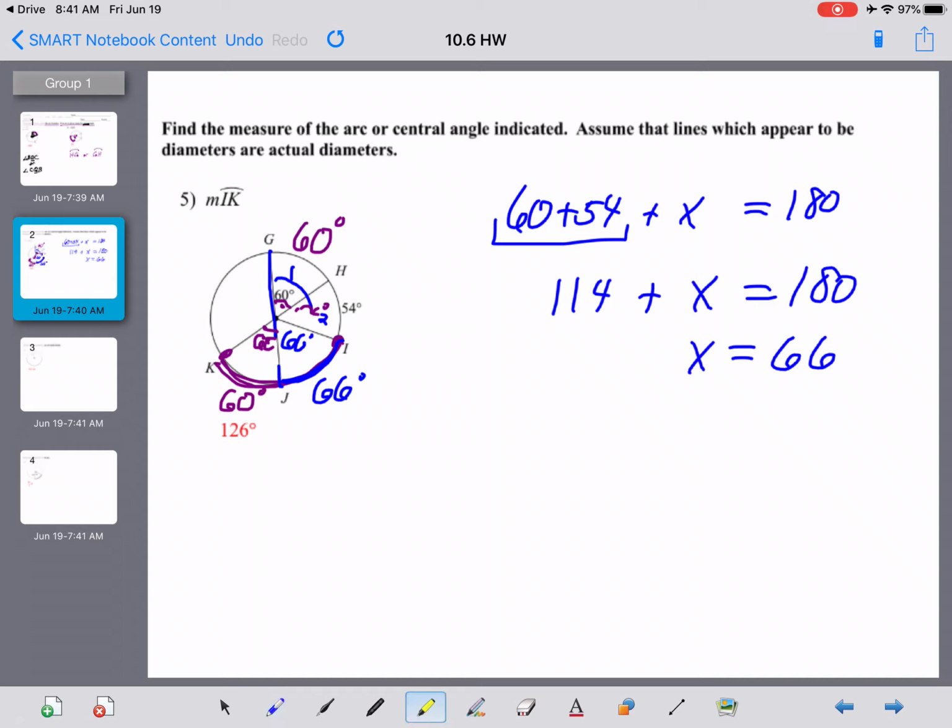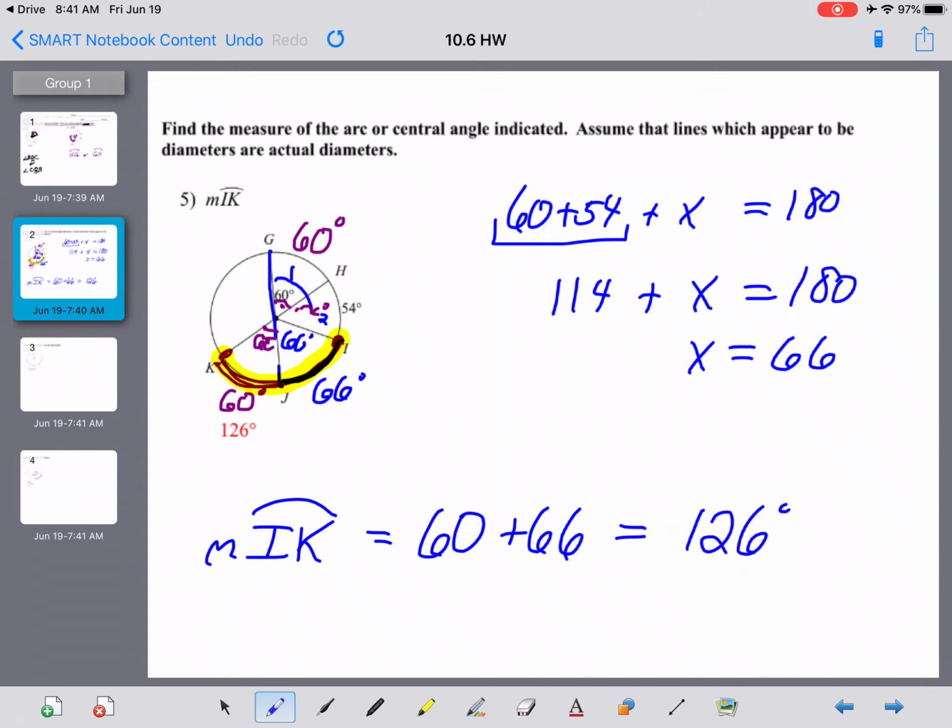So again, now we're looking for the measure of arc IK, which is these two minor arcs put together. So the measure of arc IK is going to equal the sum of 60 plus 66, and that's how we're going to get 126 degrees for the measure of that arc. That's actually using an idea called the arc addition postulate. I don't know that it's been formally introduced yet, but basically you can add up these two little arcs and get the measure of the big one. Not too bad, I don't think. Okay, so try 6 through 8 on your own.